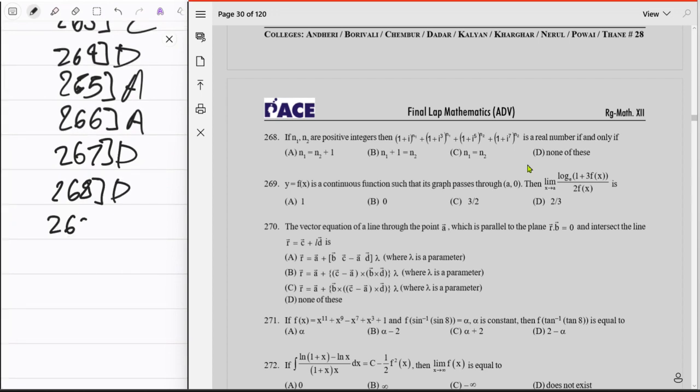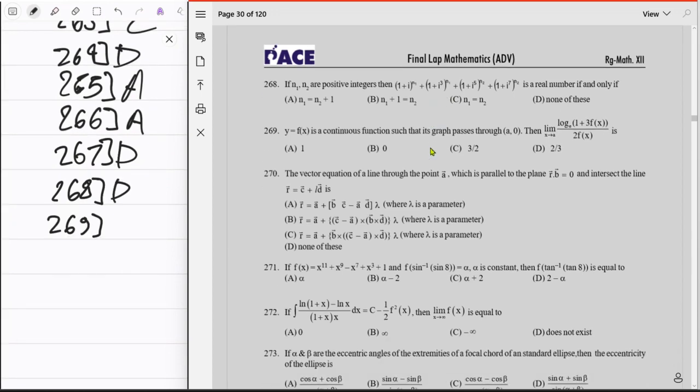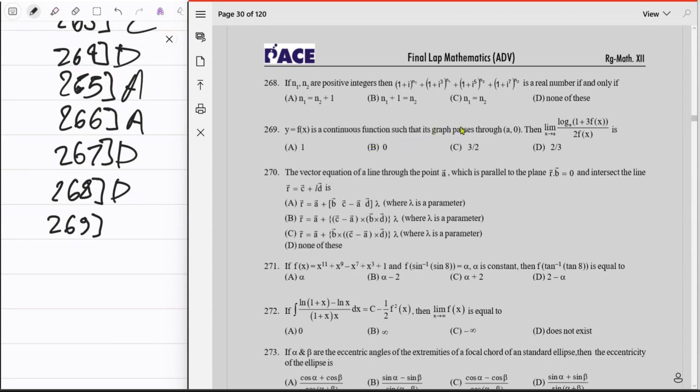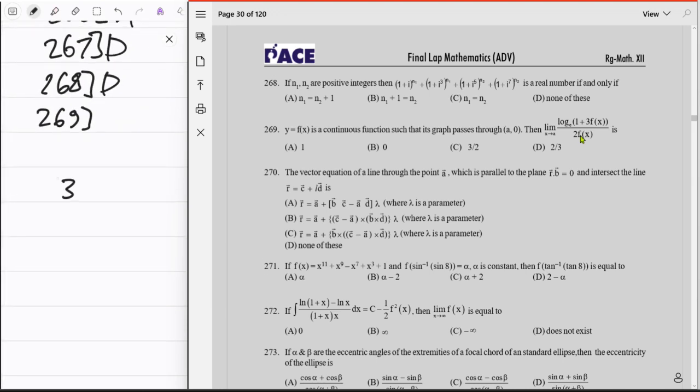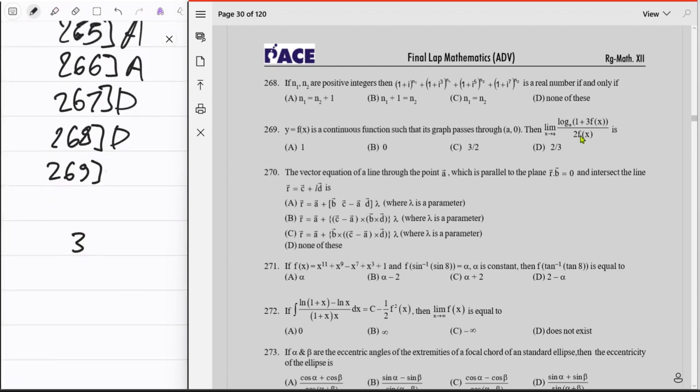Next, 269. If y equal to f is a continuous function such that this graph passes through a comma 0, then the limit of f extends to infinity. Acha, so f of a equal to 0, that's what you're saying, fine. Limit x extends to a of this thing, natural log of 1 plus 3f of x upon, so f of x approaching a is approximately 0, right? So this thing we can approximate as 3f upon 2f, which is 3 upon 2. So D, wait no, C.